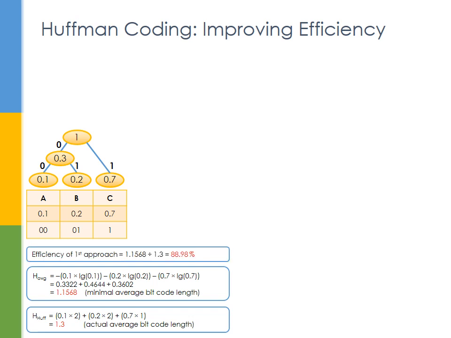So we can then compute the efficiency of this encoding scheme by taking our minimal average bit code length, which is 1.1568, and dividing that by the actual average bit code length of 1.3, and that gives us a percentage of 88.98%. What this means is that our encoding scheme then manages to achieve 88.98% of the efficiency of the hypothetical optimal encoding scheme. This is not too bad, but let's see if we can improve this efficiency.